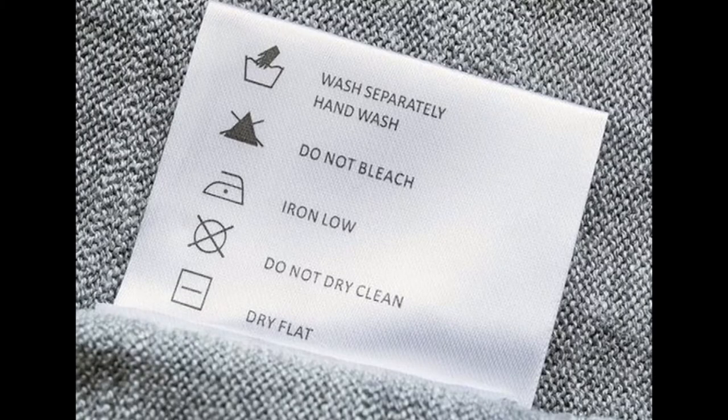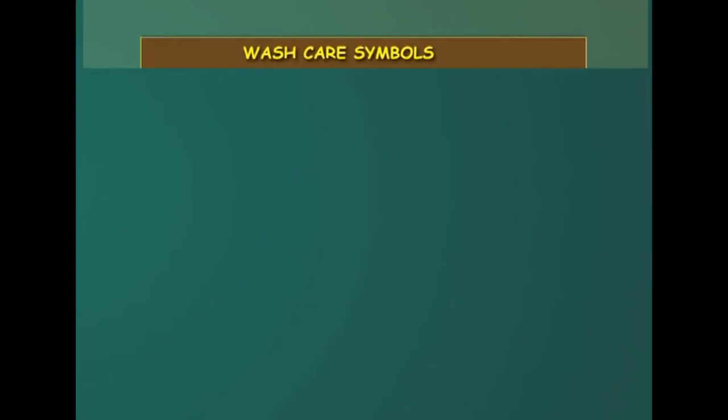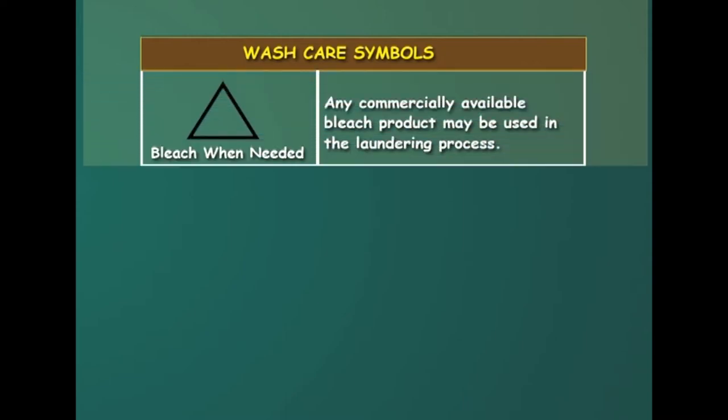All items carrying the symbol or written warning "do not bleach" must not be bleached. Children's and women's clothes often carry labels that contain instructions about bleaching. The wash care symbols for bleaches include a triangle that means bleach when needed. Any commercially available bleach product may be used in the laundering process.